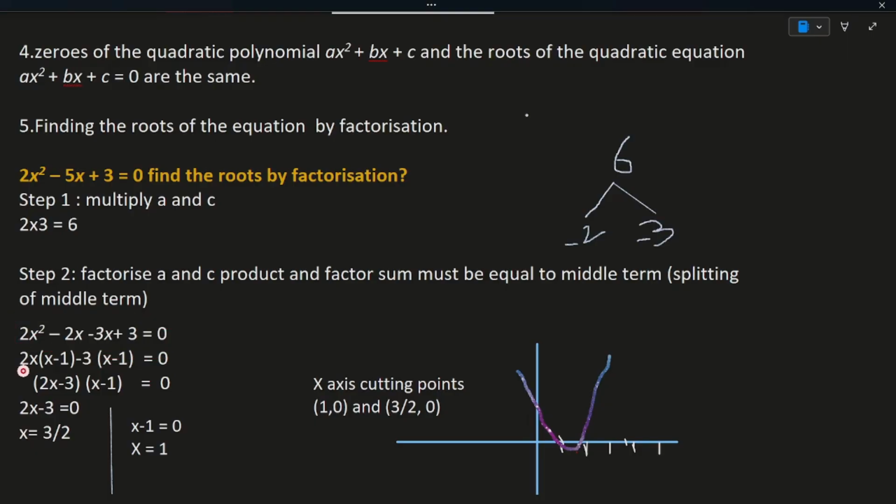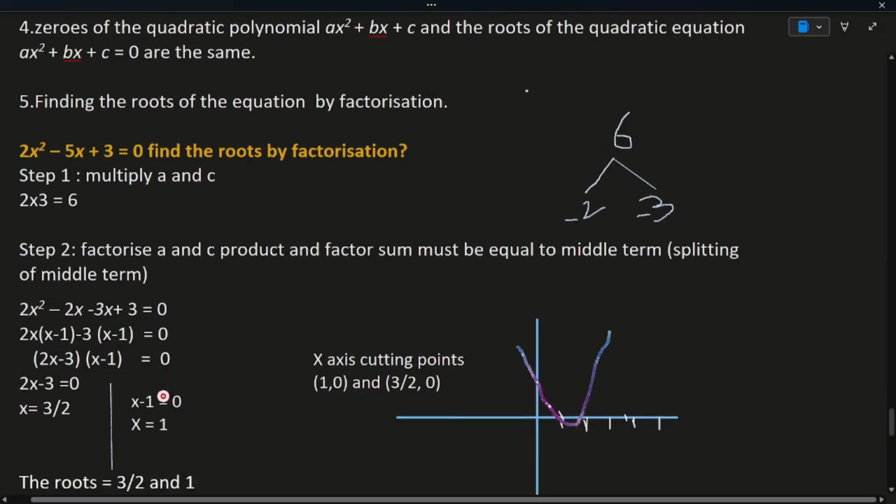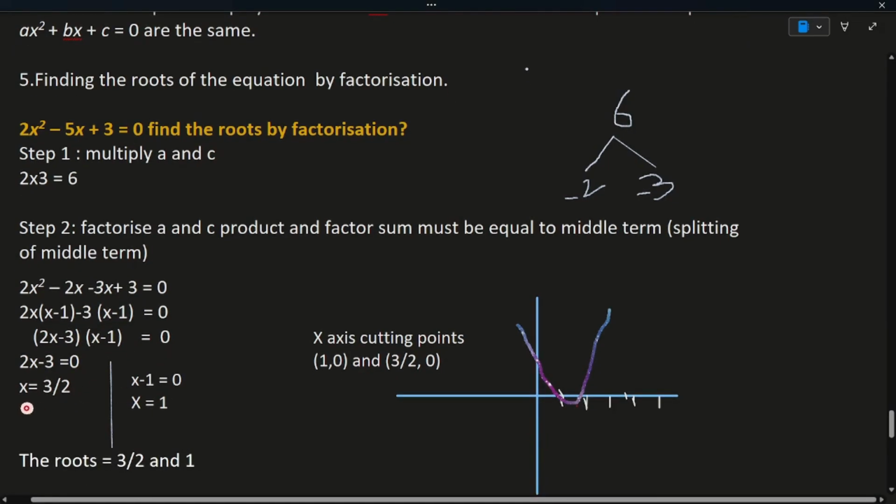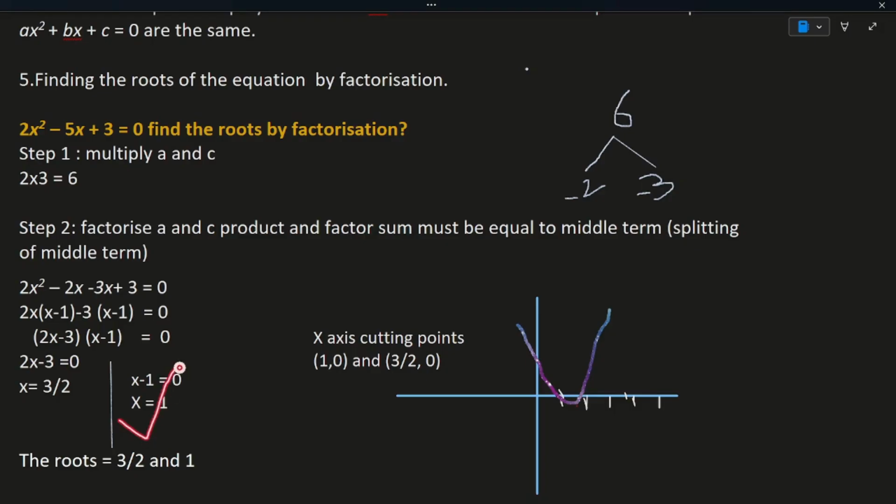Then taking 2x common, we get x minus 1. From this term I am taking minus 3 as common. I got the x minus 1. 2x minus 3 into x minus 1 equal to 0. By solving this, we get x equal to 3 by 2 as one root, x equal to 1 is the another root. Means any quadratic equation has two roots, means the graphical representation cuts the axis at 2 points.